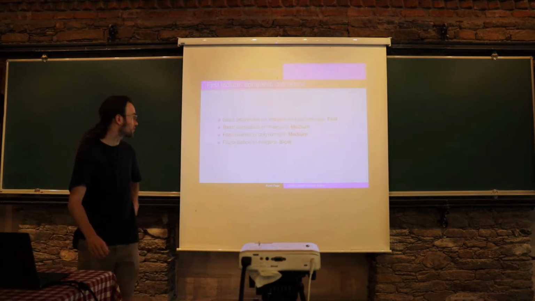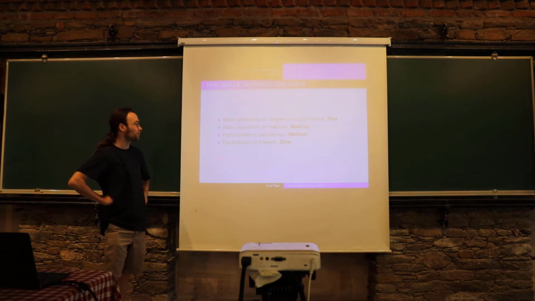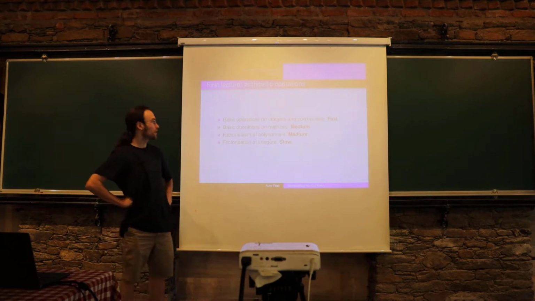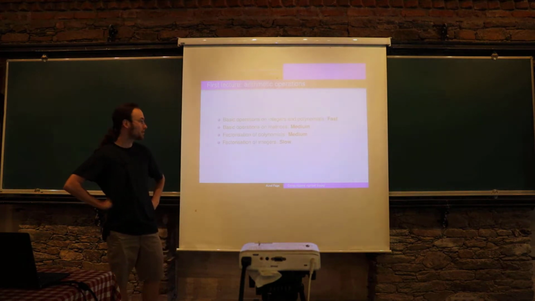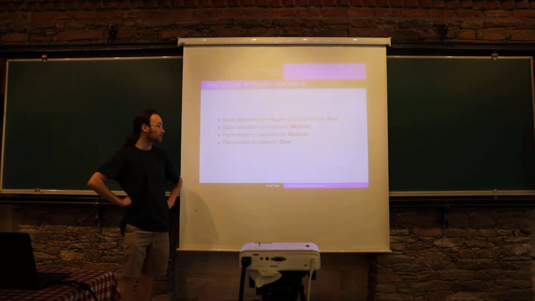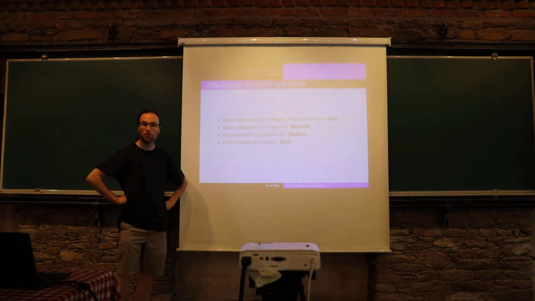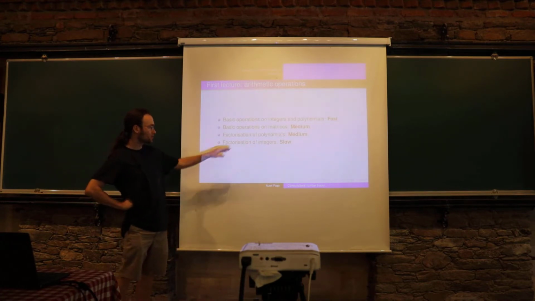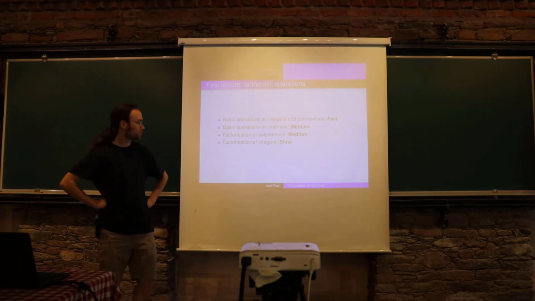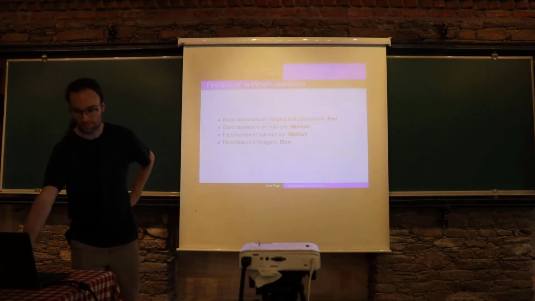Then we talked about the complexity of basic arithmetic operations. We saw that basic operations on integers and polynomials were fast, quasi-linear. Basic operations on matrices and factorization of polynomials could be done in polynomial time. And factorization of integers, that is a hard problem, that's slow.